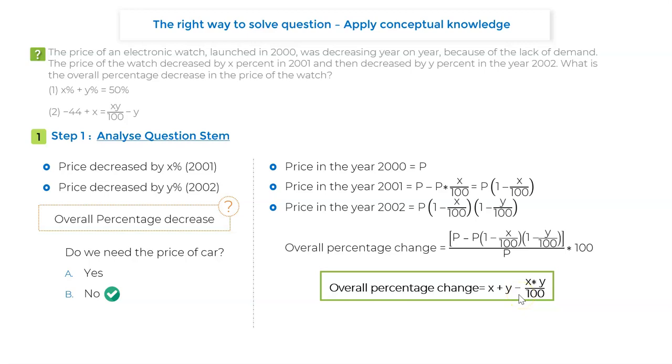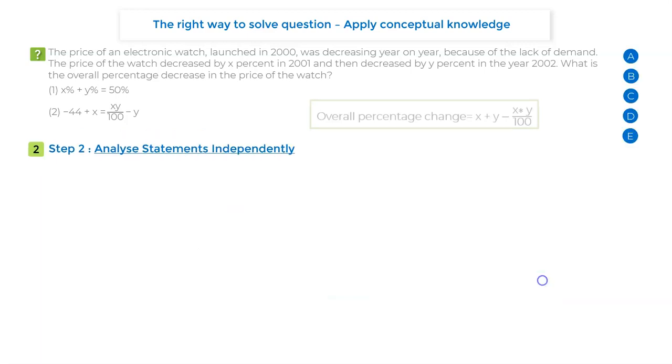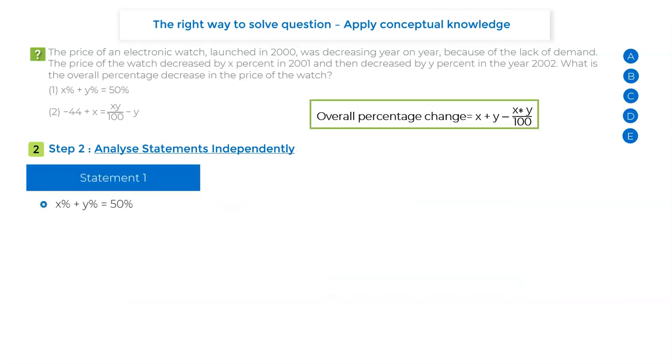This is what you need to keep in mind, that this is what is required. Now you can make certain inferences: to find this, either I need the value of this expression, or I need the individual values of X and Y, or I need X plus Y and X times Y. If I have any of these things, I'll be able to get my answer. So with this in mind, let's look at the first statement.